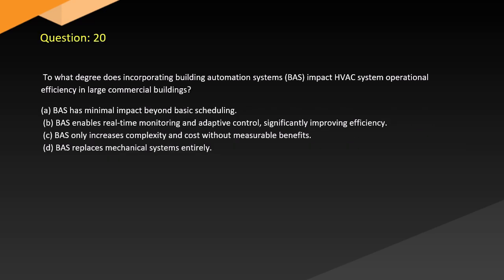Question 20. To what degree does incorporating building automation systems, BAS, impact HVAC system operational efficiency in large commercial buildings? A. BAS has minimal impact beyond basic scheduling. B. BAS enables real-time monitoring and adaptive control, significantly improving efficiency. C. BAS only increases complexity and cost without measurable benefits. D. BAS replaces mechanical systems entirely.